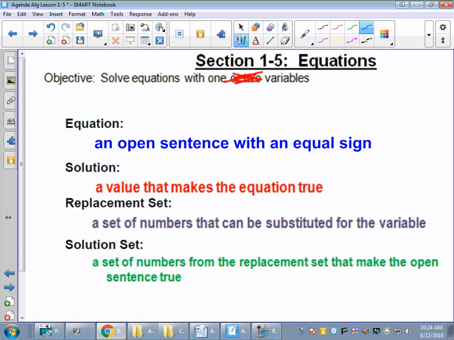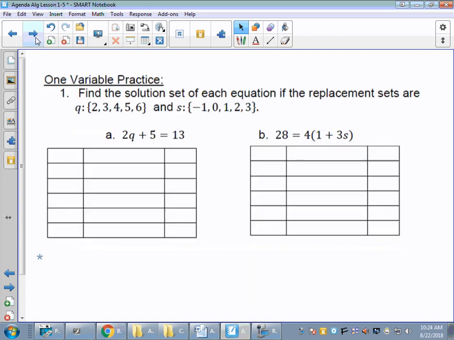So the big thing is we're looking for something that's going to make that equation true. Today you're going to have a set of numbers called your replacement set, and from those you're hoping to get a solution, and that would be your solution set. The directions say: find the solution set of each equation if the replacement sets are Q: 2, 3, 4, 5, 6, and S: -1, 0, 1, 2, 3.